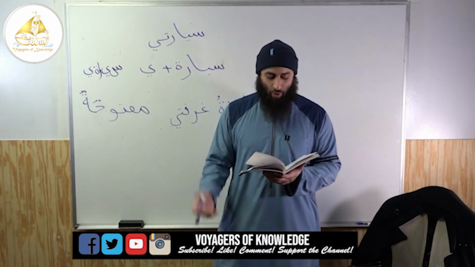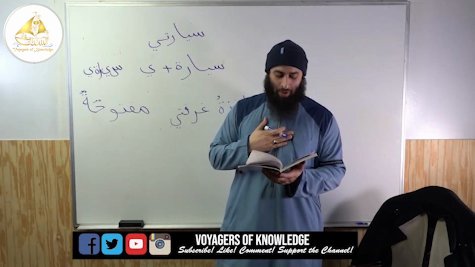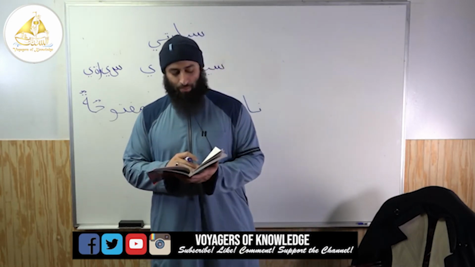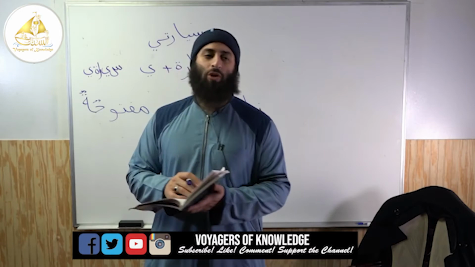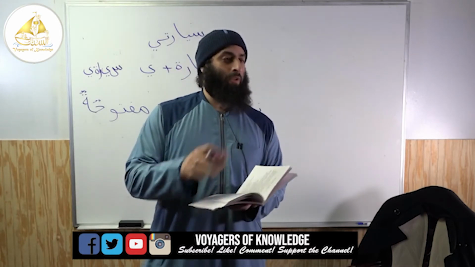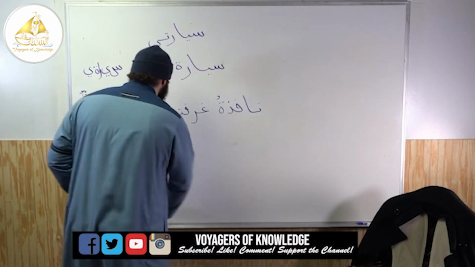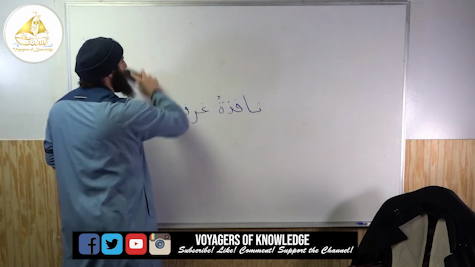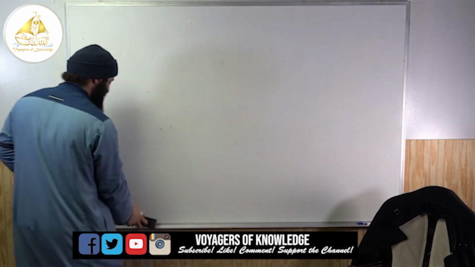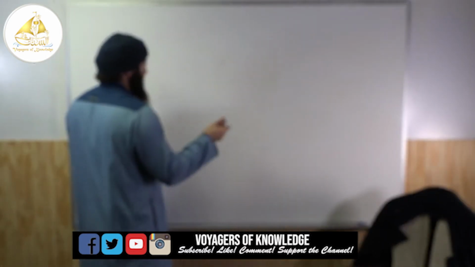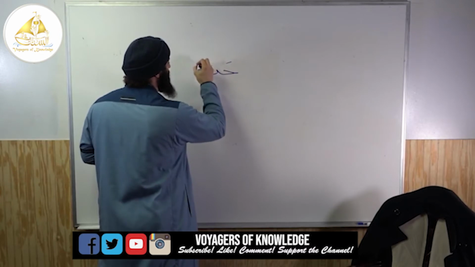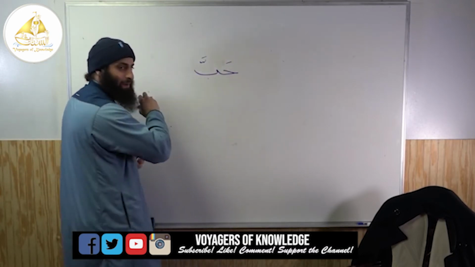Right? Ana uhibbu abi wa ummi wa uhibbu akhi wa ukhti. Uhibbu is a new word. Uhibbu means to like. Let me do it this way. I'm going to write two verbs for you here, past tense verbs. We're just taking one simple word, and this is a special one. Habba.